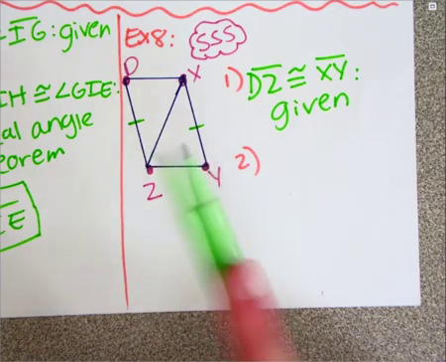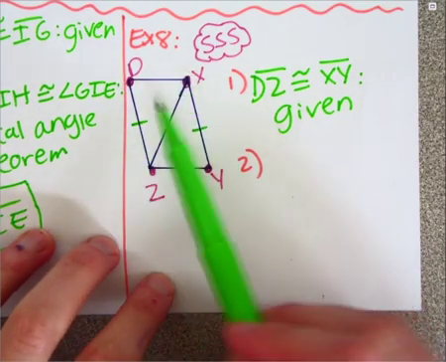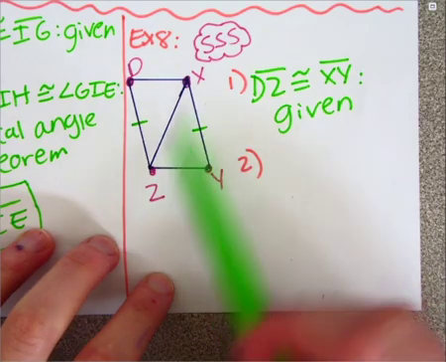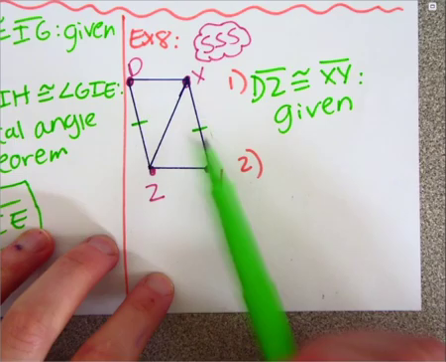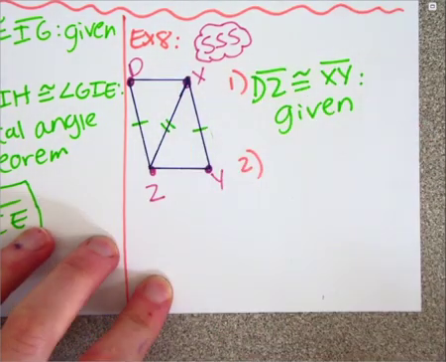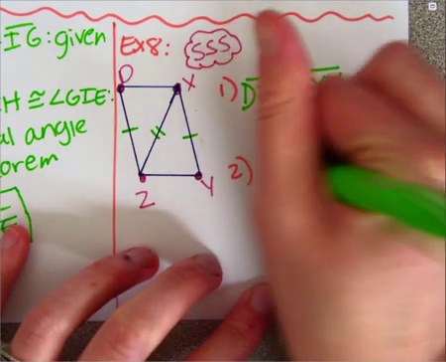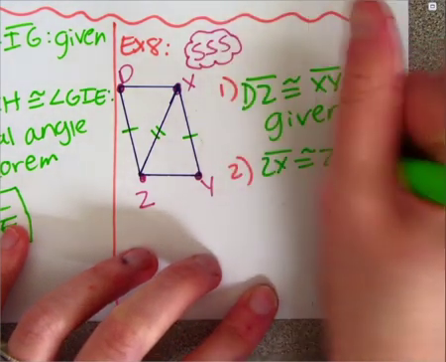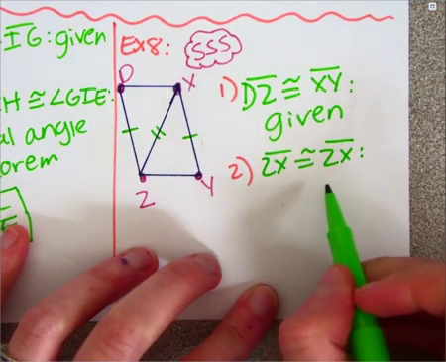Do you see a side that is in both DZX, the top triangle, and XYZ? Do you see any shared sides in the top triangle and the bottom triangle? It's this middle line right here. Whoa, right? So I can say ZX is congruent to itself because if you have a segment, it should be congruent or equal to itself.